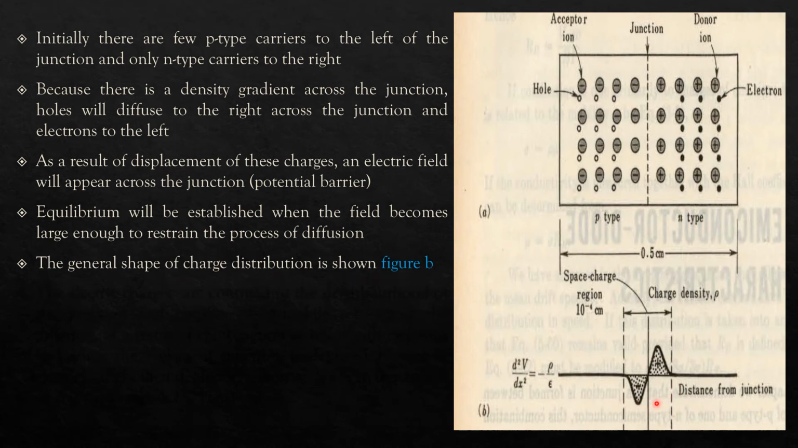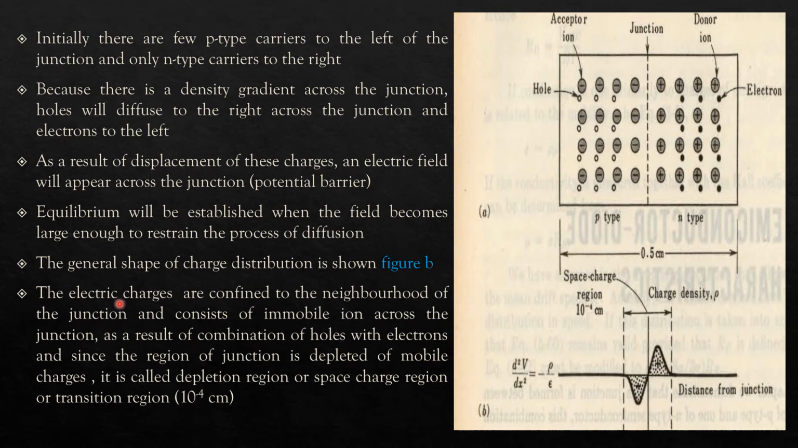This is figure B. The electric charges are confined to the neighborhood of the junction and consist of immobile ions across the junction. As a result of the combination of holes with electrons, and since the region of the junction is depleted of mobile charges, it is called the depletion region, or space charge region, or transition region. Its thickness is about 10 raised to minus 4 centimeter.